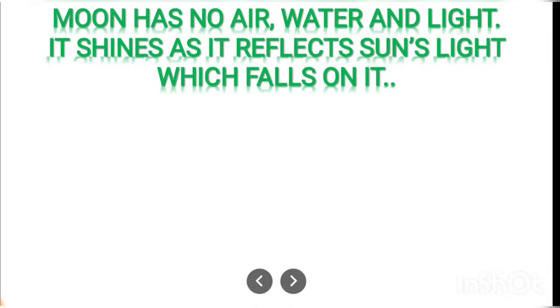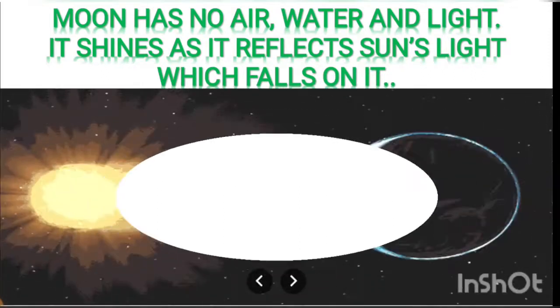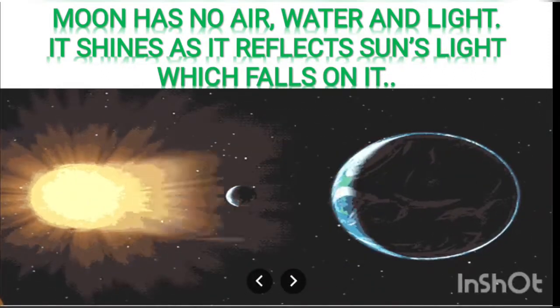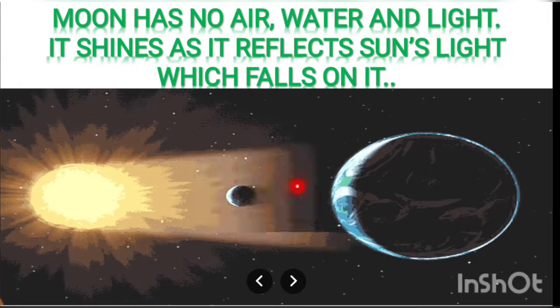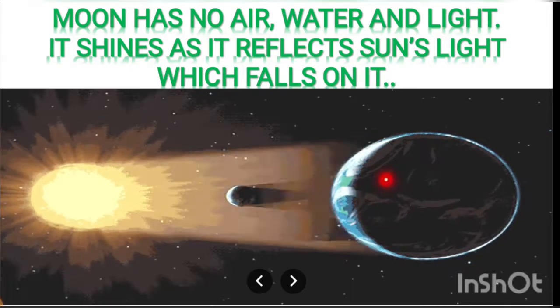It will be more clear with the picture. So, the moon has no air, no water and no light. Can you see the sunlight reflecting on the moon and falling directly on our earth? So, the moon is only reflecting the sun's light. That's why we think that the moon has light, but the moon has no light. It reflects the sun's light.